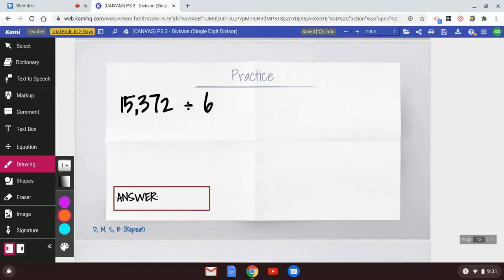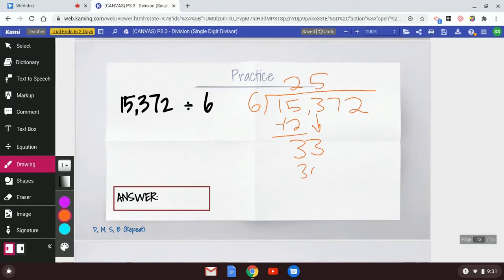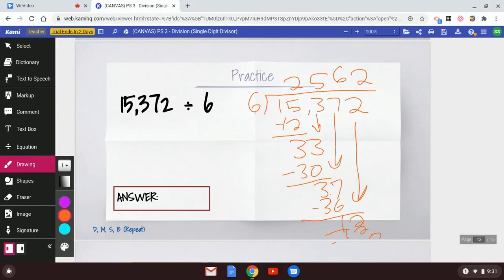Welcome back. I'm going to use the standard algorithm, straight down this time. But if you used the side-to-side way, great. Let's check it. 6 goes into 15 2 times, and I have 3 left over. Bring down that 3. 6 goes into 33 5 times. 5 times 6 is 30. 3 left over. Bring down that 7. 6 goes into 37 6 times, and I am left with a 1. Bring down the 2. 6 goes into 12 2 times. And then I have a 0 there.